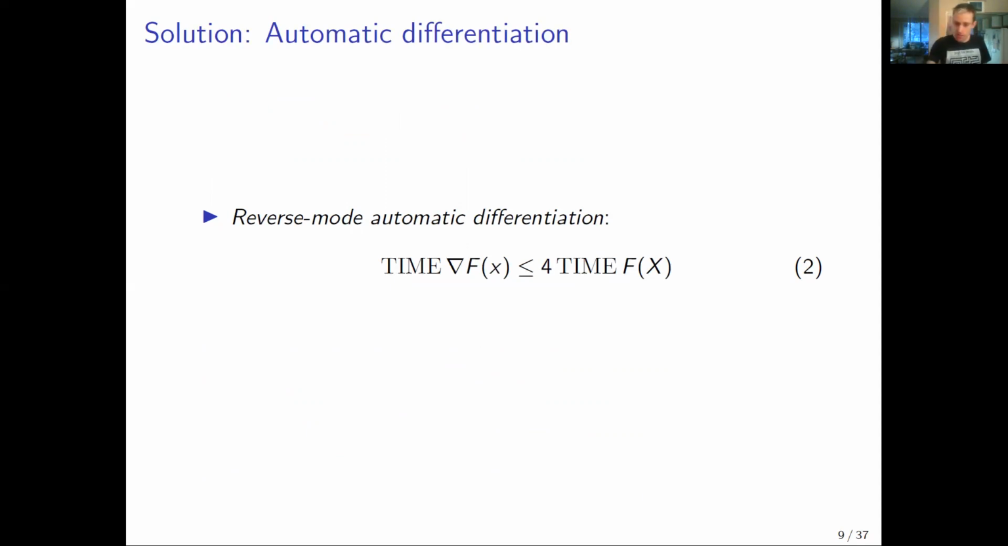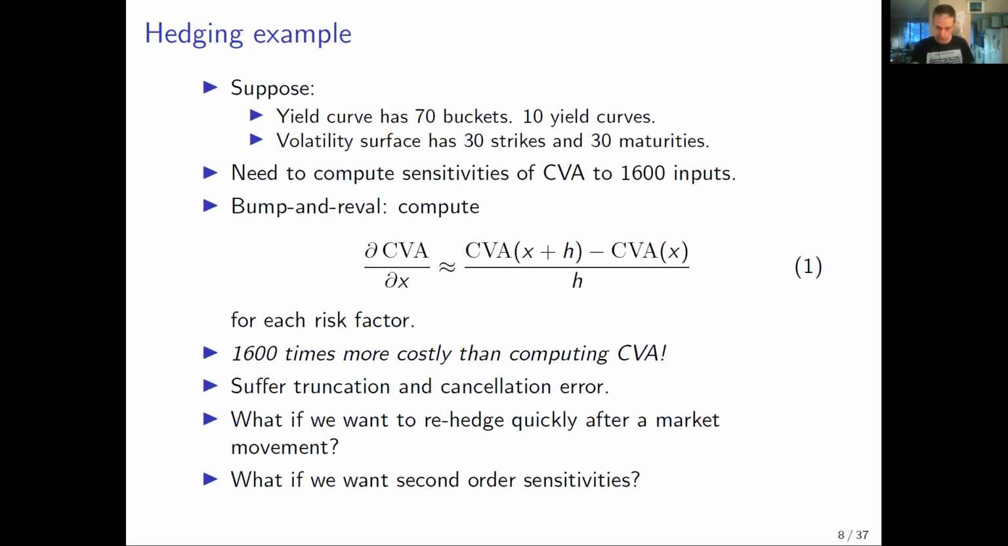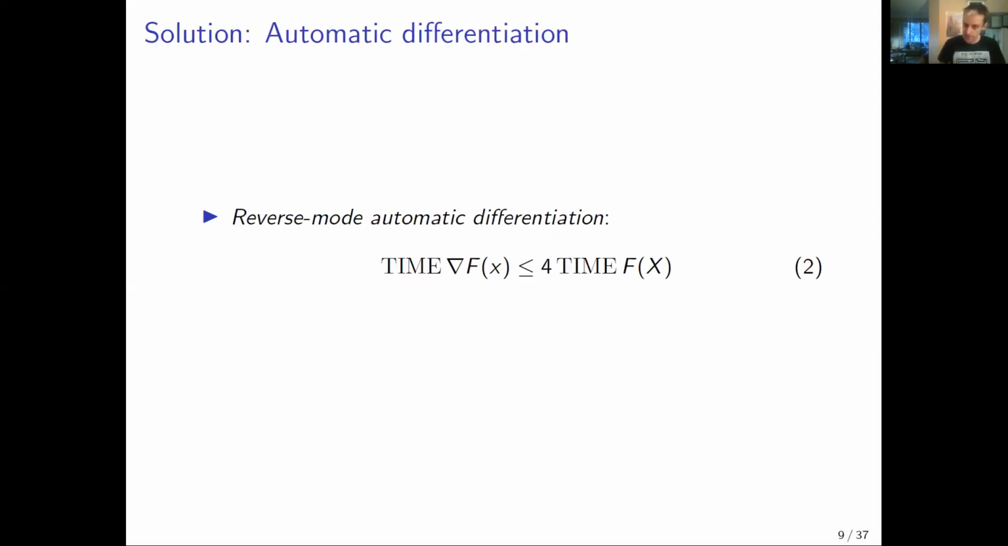And so this is a strong contrast with the previous approach, which took 1,600 times more work. This is only going to take at most 4 times more work. And this provides a strong justification for the relevance of automatic differentiation to this kind of application in quantitative finance. Now, obviously, as we'll discuss maybe in some other talks, automatic differentiation has a huge range of applications, but I think this is a strong one to start out with.